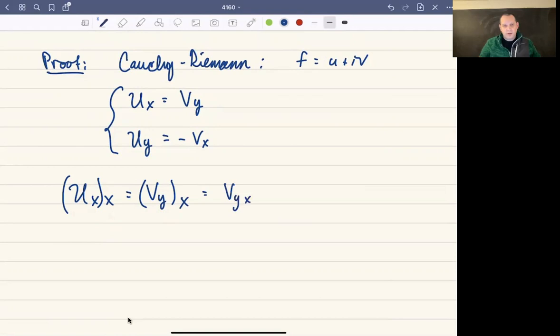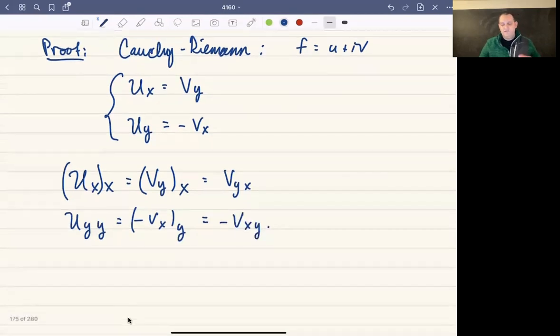Now v sub yx, we're going to compute again by noticing that if I take the second equation and differentiate both sides with respect to y, or let me organize it a little bit differently. Let's take u sub y and differentiate that with respect to y, and that's going to be minus v sub x with the partial of that with respect to y, so that's minus v sub xy. Now, if v is such that it has continuous second partial derivatives, then the mixed second partials commute, meaning that under the hypotheses, v sub xy equals v sub yx.